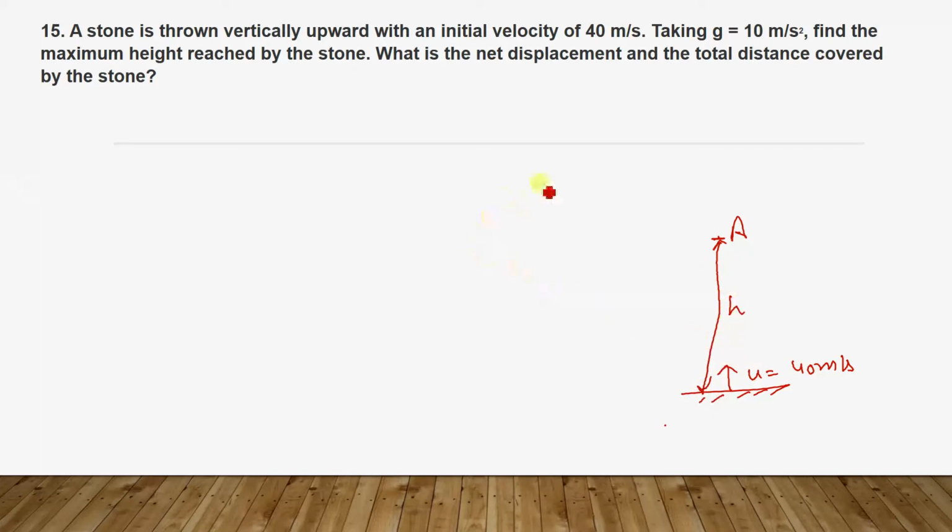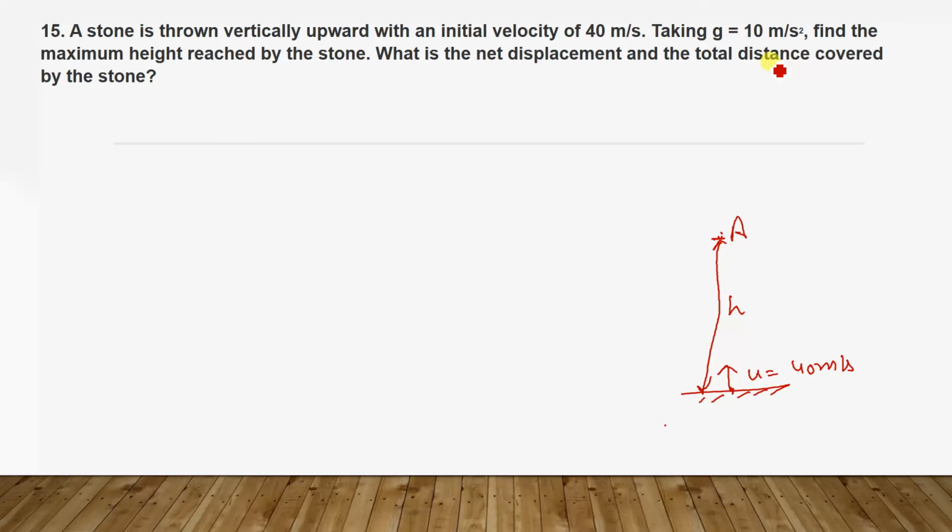Okay, dear. What is the net displacement? Means if the stone is thrown up, it moves to the highest point and then it comes back. So what will be its displacement? Just think that when it comes back to the initial position again, then its net displacement is 0. And the total distance it covers, that means when it goes up, that is the height, and when it goes down, that is another height. So we will double the height and then calculate the total distance. So let's solve it. What are the various things that we are given?